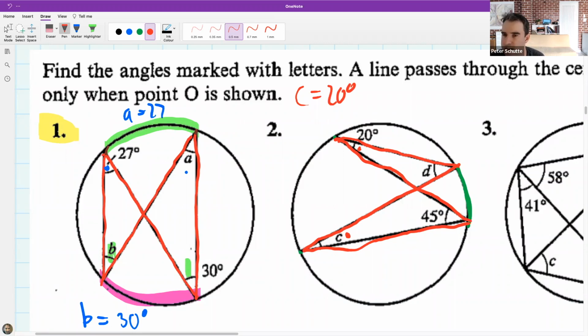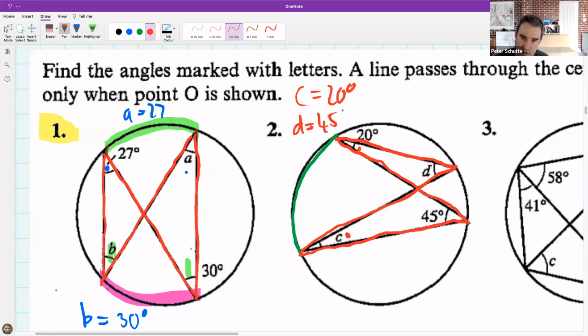Maybe just give a little private message. After a while, you start to spot a pattern where you can see which parts of the butterfly go together. But if you need to, after you've found what C is, you can also find D. You don't have to do this, but you can think that this is a shared arc up here, and this over here is going to be equal to this one over here. So D would be 45 degrees.